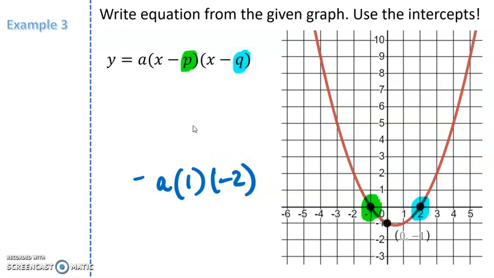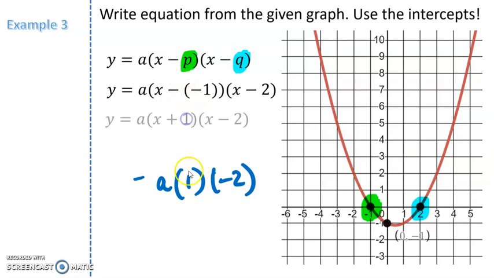Those are our two intercepts. We're going to go ahead and plug those in for p and q. So -1 for p and 2 for q. You can see when we plug in the -1 for p, that creates minus -1, which actually makes it +1. So we want to change that. So now we have y equals a times x plus 1 times x minus 2. We need to figure out what our a value is.